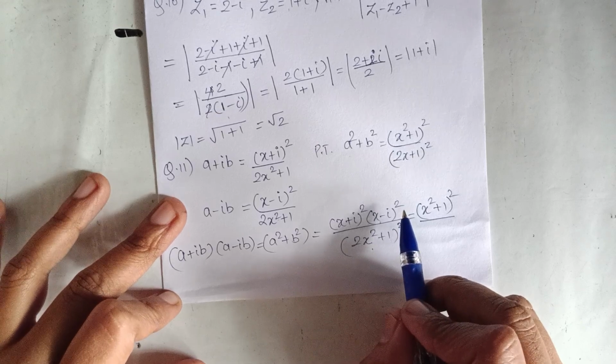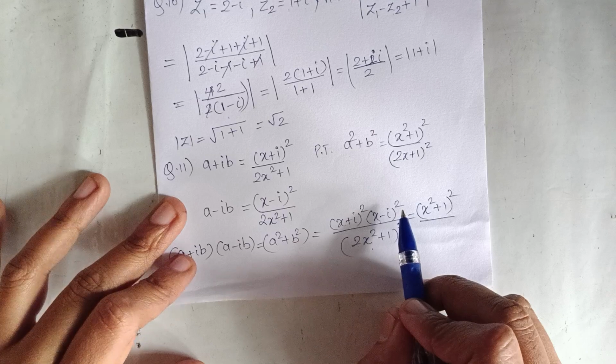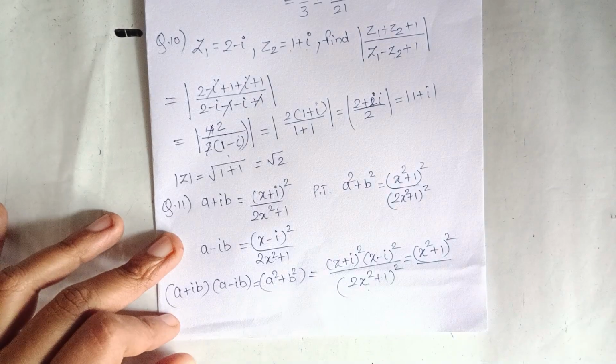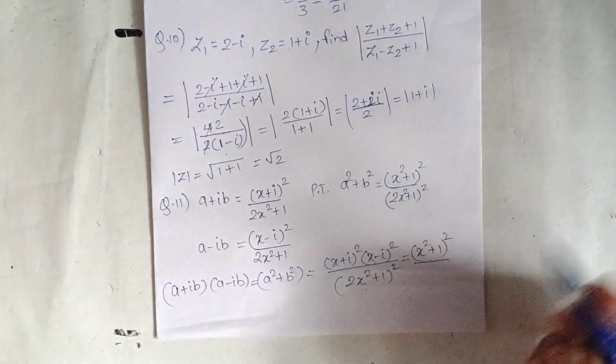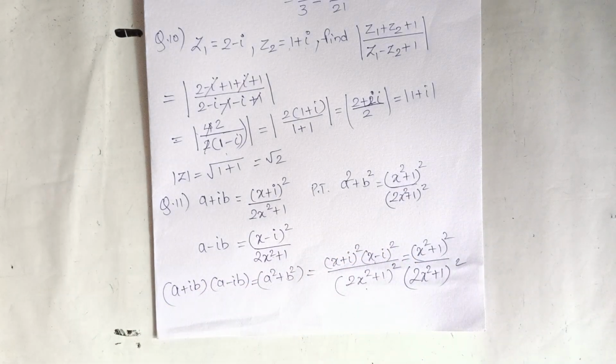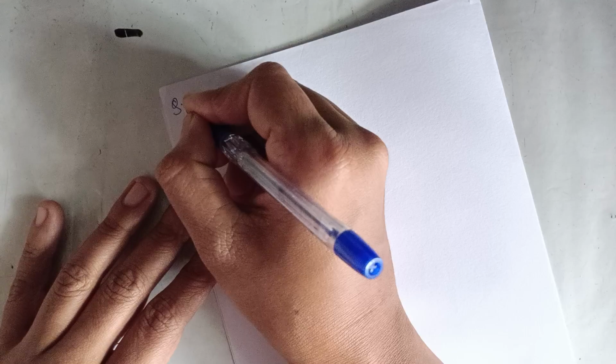In this it is given, yeah, here it should be x square. Okay, yeah, right. Next question, question 12. This is 11, right?